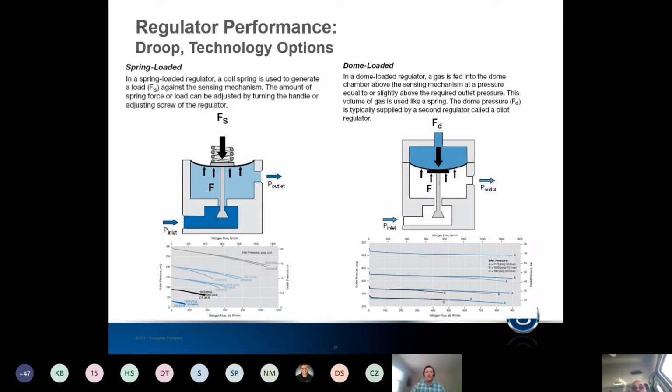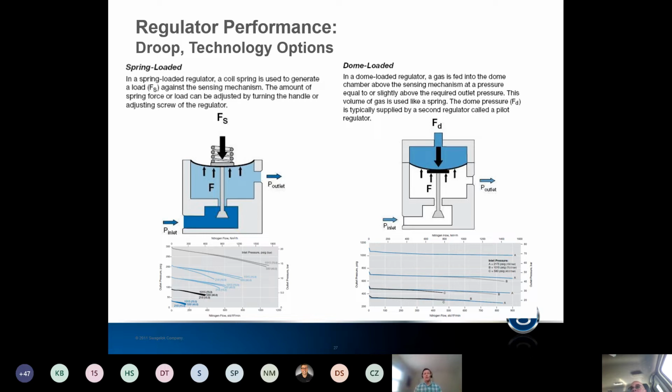And the advantage of a dome-loaded regulator is you can see in the flow curves here, these are the same regulator, just different loading mechanisms. The advantage of a dome-loaded regulator is that you can have a much flatter or lower droop flow performance across a very wide range of flows. So we see these a lot in process-oriented applications where you might have a constantly changing flow rate or a wide flow range.